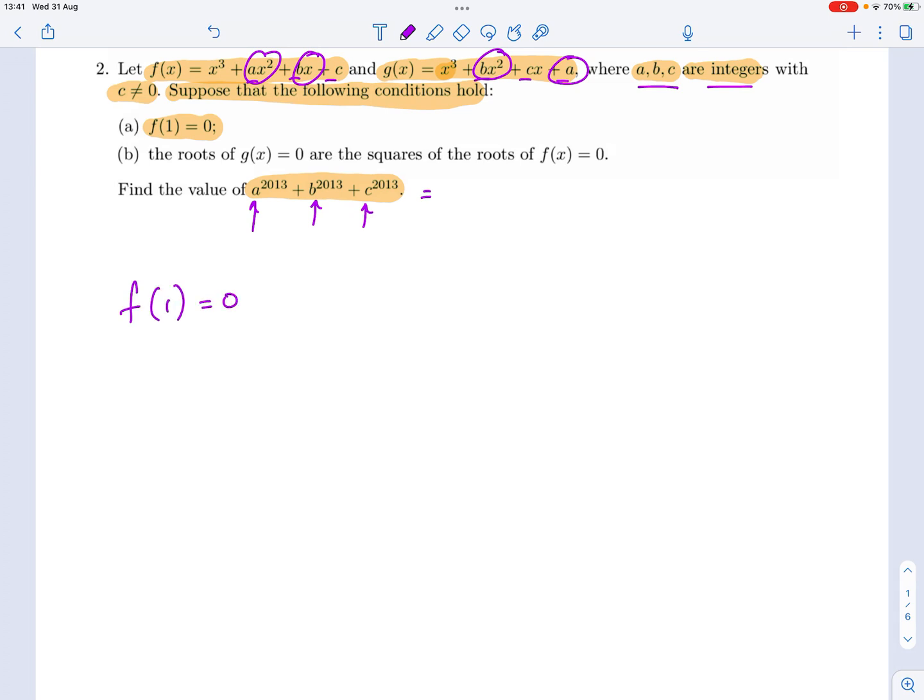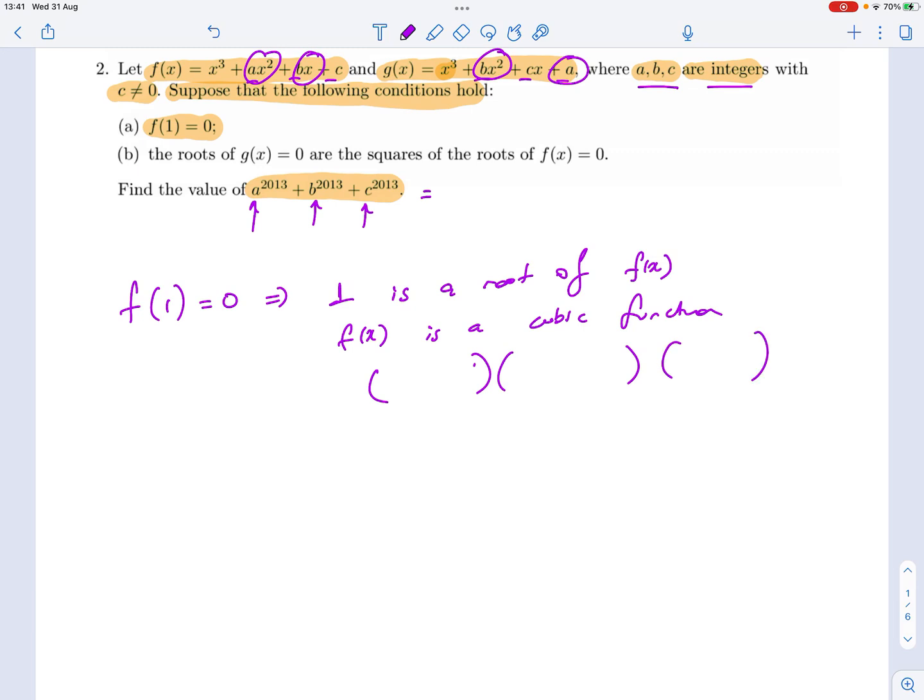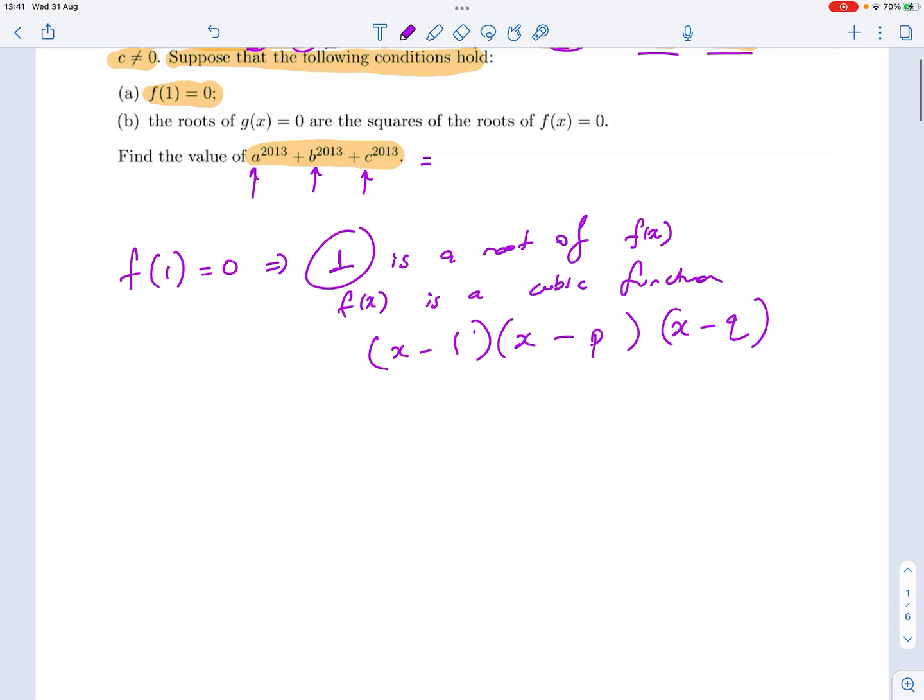We have the first condition, f of 1 equals 0. What does that imply? From the factor theorem, you should remember that this means 1 is a root of f of x. Now, f of x is a cubic function, so that means we will have 3 brackets when we are solving them. One is x minus 1, this root. The other ones will be x minus p, and x minus q.